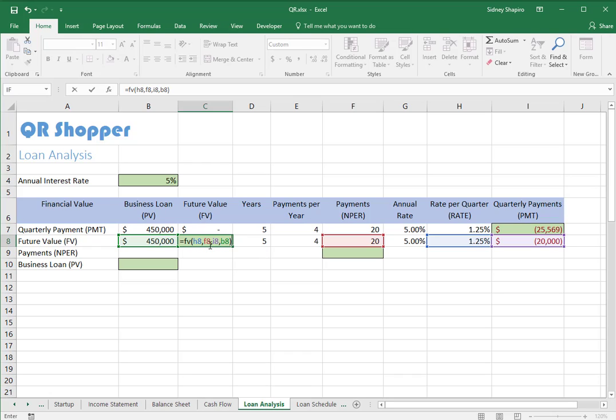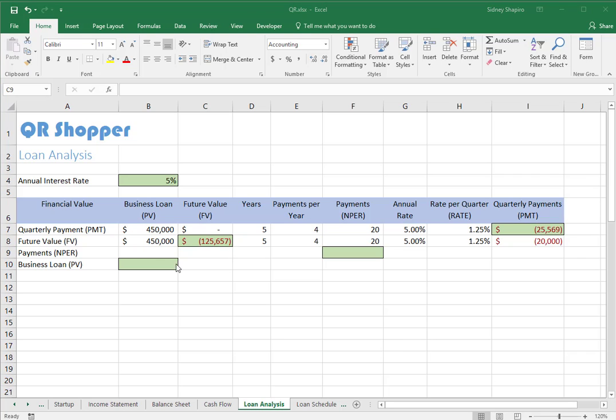Okay, so it's actually the same as the payment function, except we have one more piece where we're calculating how much we're paying, and this will look at the difference. So it's going to say, when we're done this loan at $20,000 per quarter, at the end of 5 years, we're still going to owe $125,657 left over.